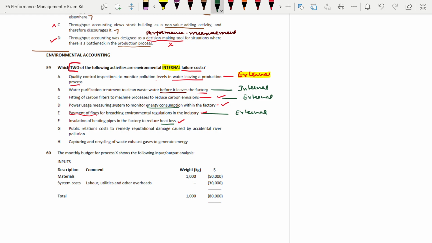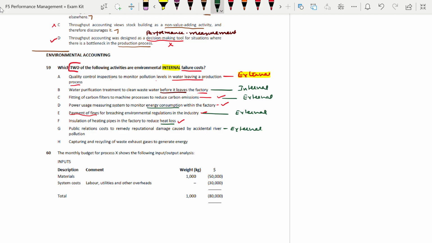Installation of heating pipes in the factory to reduce the heat loss. We have to make it a point whether it is internal failure cost or external. Public relation cost to remedy reputational damage caused by accidental river pollution, this is external.